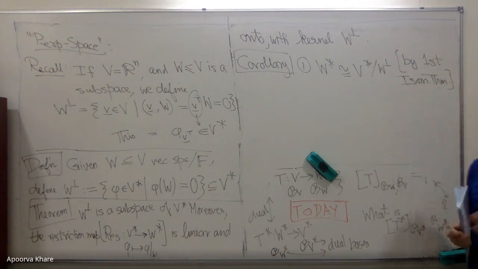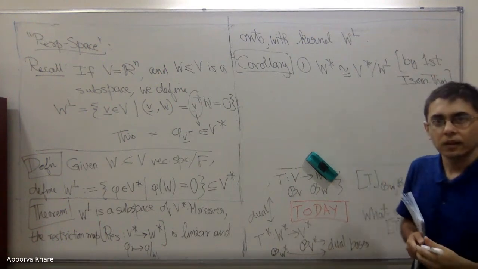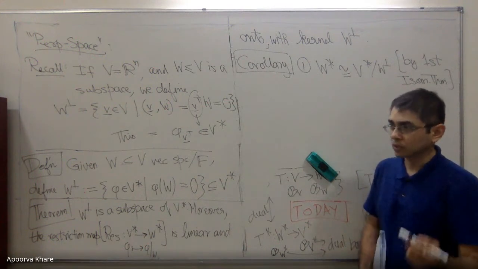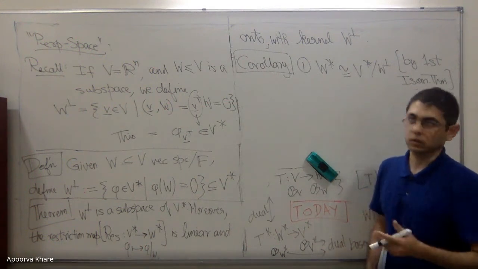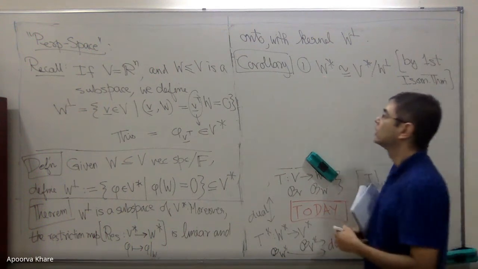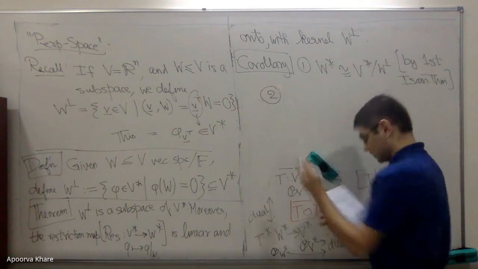And whenever you have a surjective linear map, the image is the quotient of the domain divided by the kernel. And that's what we are saying. The image is the quotient of the domain divided by the kernel. And the second corollary is, what was the second one?